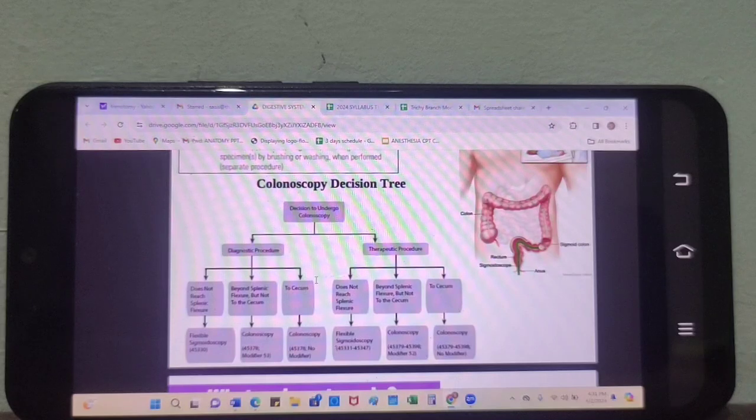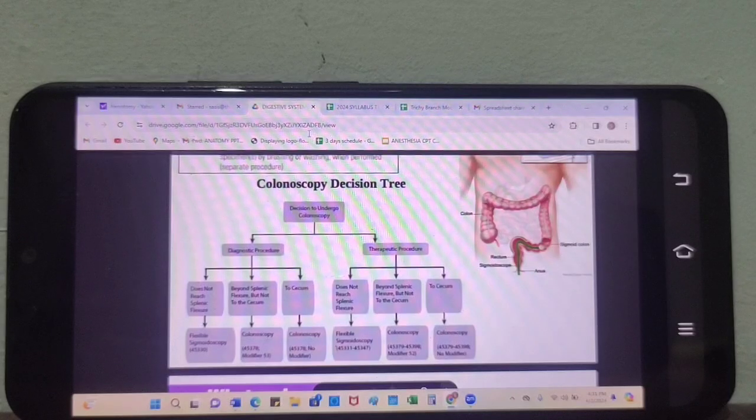Suppose it successfully reaches the cecum, then go for 45378. No need for a modifier.